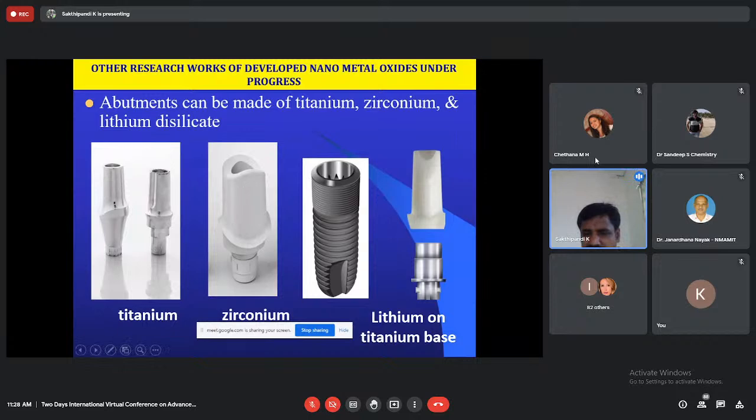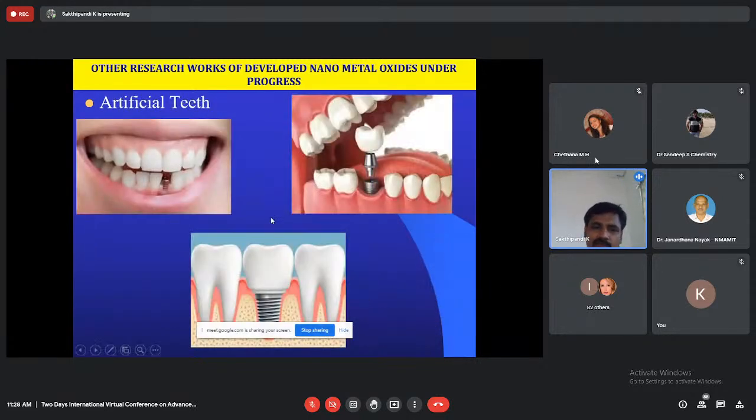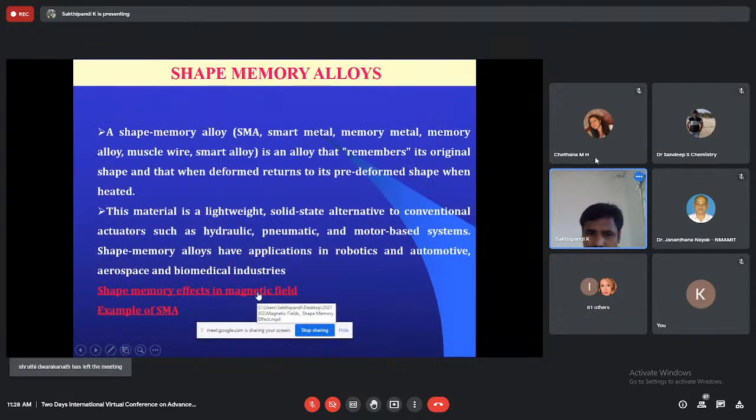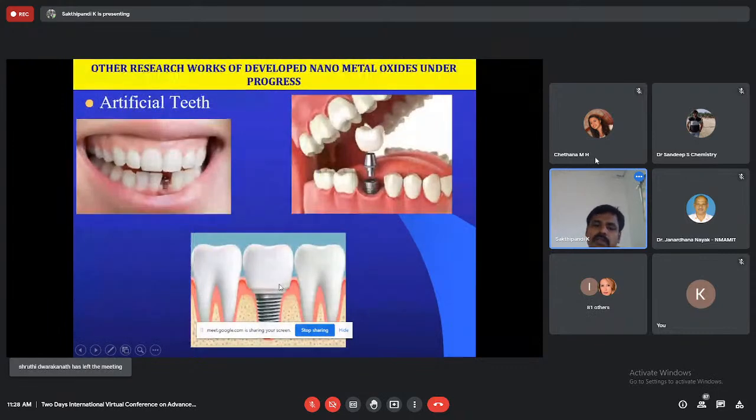This is also a titanium, zirconia, and lithium based bases. So once if your tooth is broken, the metal will be inserted here, and they will put some screw and they will add another tooth. Like this, they will put artificial teeth for you. So you can't find the difference between the real and the artificial one. So that is the advantage of the composite material.